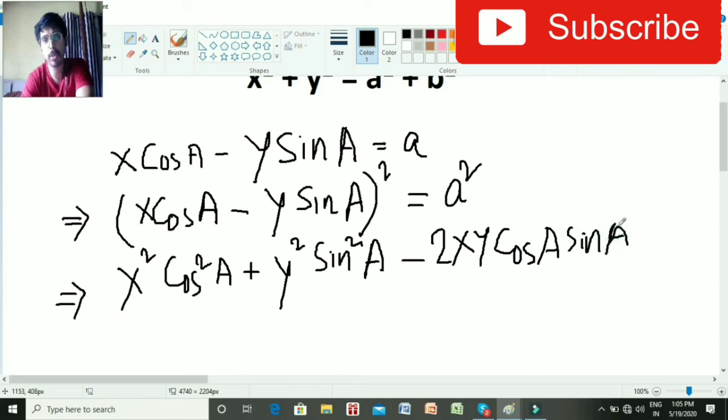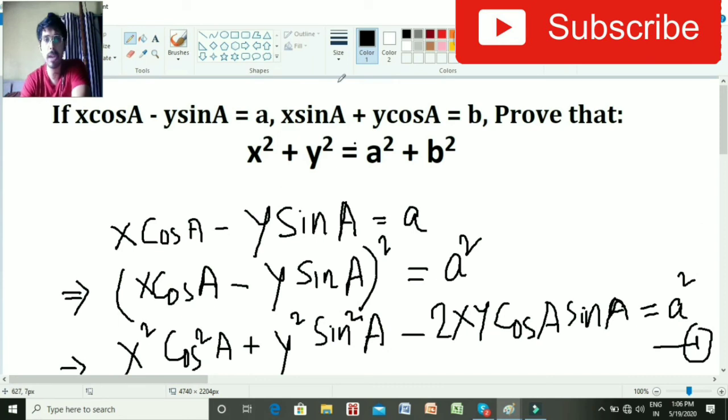To xy cos A sin A, and that will be equal to A square. So let us take it as equation number 1. We have x cos square A plus y square sin square A minus 2xy cos A sin A, that will be equal to A square. Now let us continue the same way for the second one.